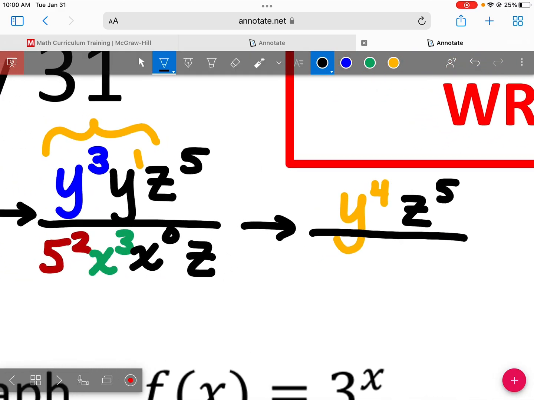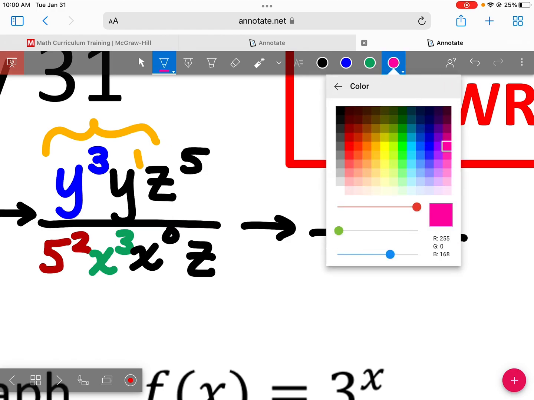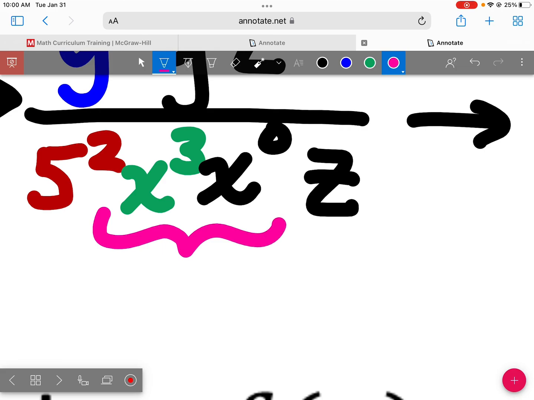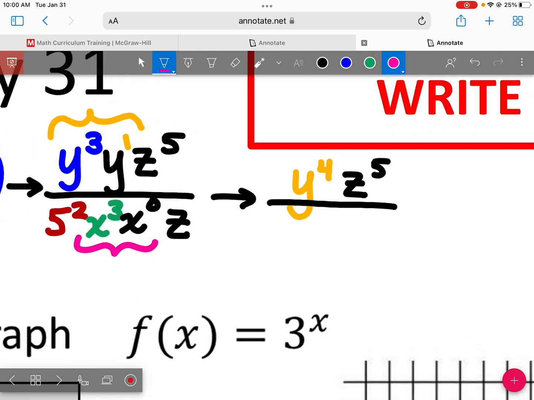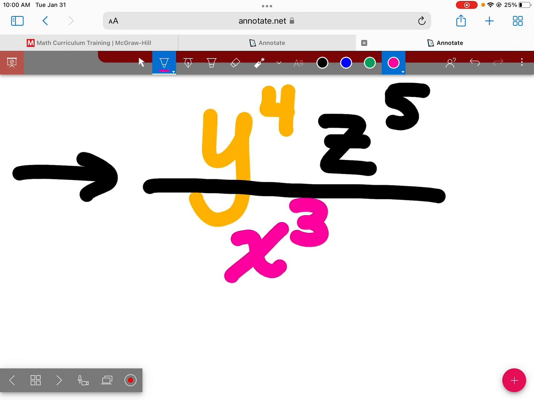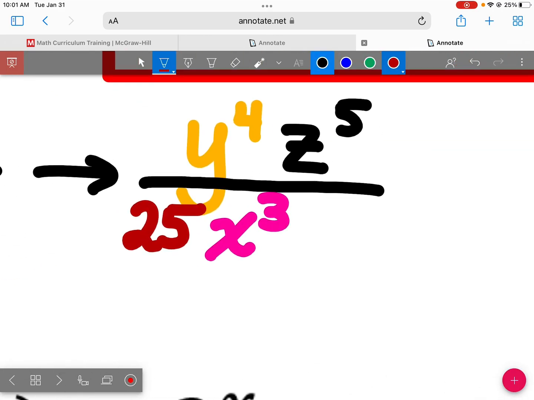What about on the bottom? What can I do on the bottom? Yep, I've got those x's. I have x to the 3rd, which is x times x times x. And then x to the 0. Does that add any more? Nope. That's just going to be x to the 3rd when I put those together. Can I simplify 5 squared at all? 5 squared is the same as what? So instead of writing 5 squared, I could write 25 here, and then I still have that z down on the bottom.